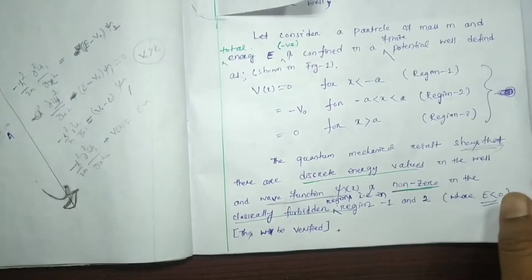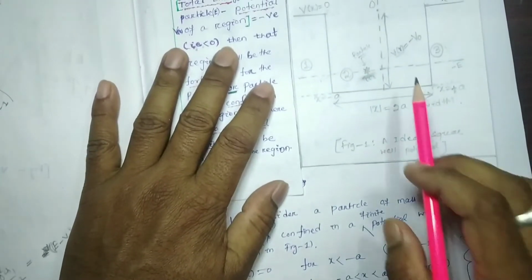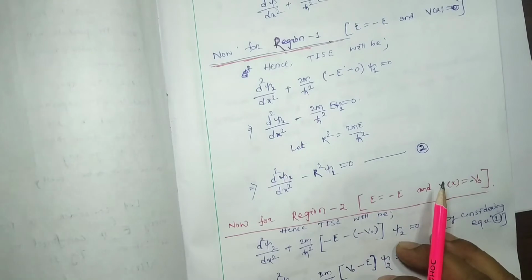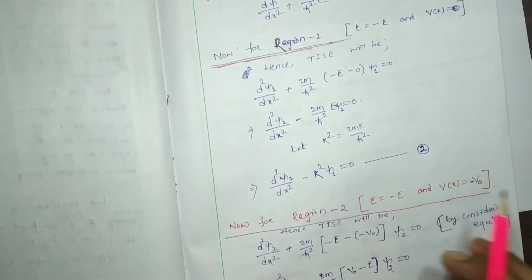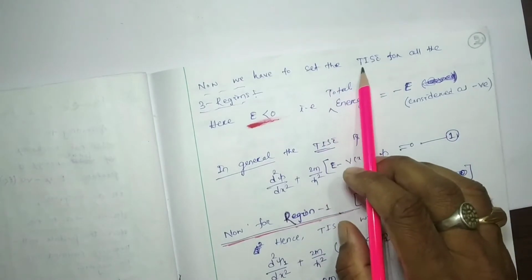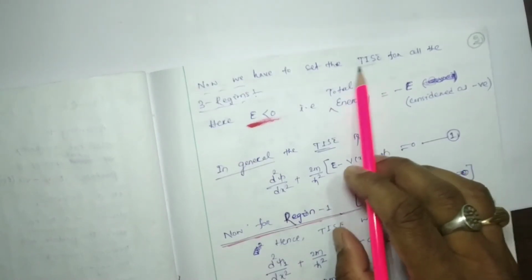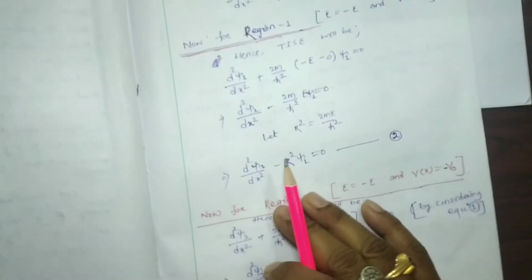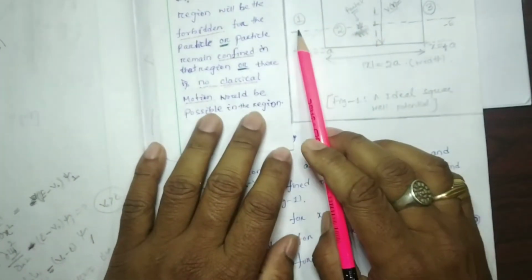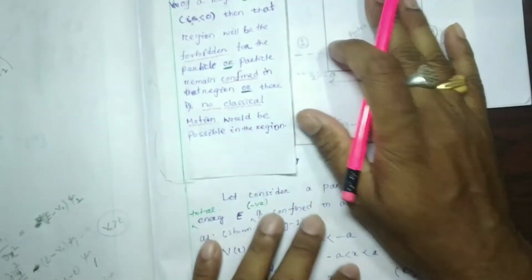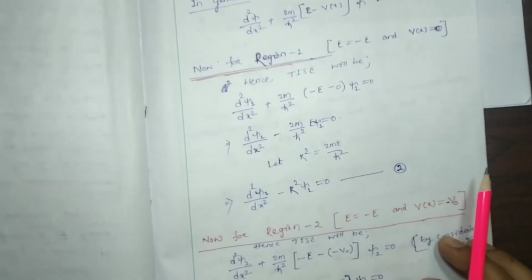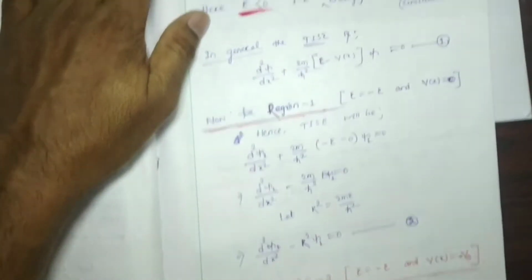We find that when we discuss the behavior of the particle using the Schrodinger equation. First we have to consider the time independent Schrodinger equation, TISE, for all three regions. Then we can easily find the dynamics of the particle in these three regions. So first we have to consider the Schrodinger equations in these three regions.